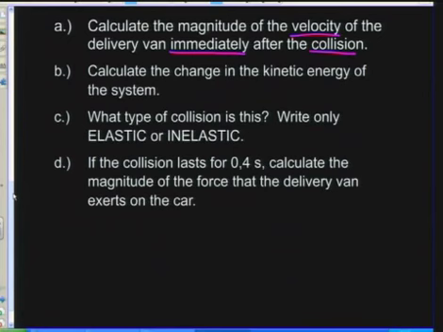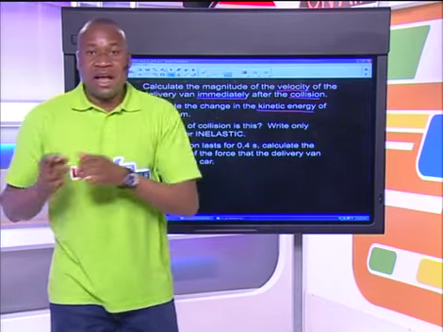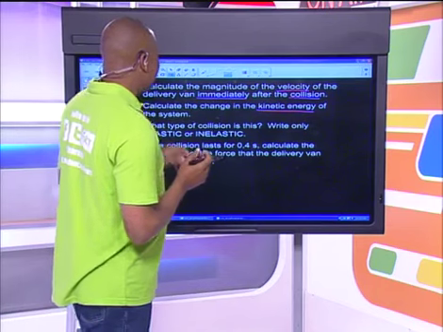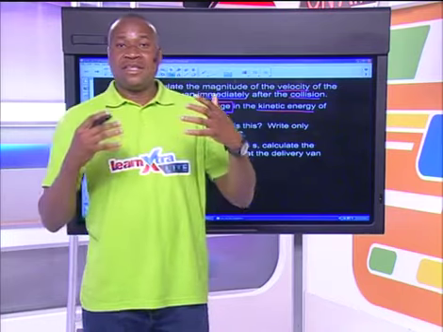Calculate the change in the kinetic energy of the system. Now, calculating the change in the kinetic energy of the system means that I would find the kinetic energy of the system before collision, then the kinetic energy of the system after collision, so that I can find out what the change in that kinetic energy was. Right, so these questions are leading me already. What type of collision is this? Elastic or inelastic? Of course, the change in the total kinetic energy of the system will tell me whether this collision is elastic or inelastic. So that is sorted for now.